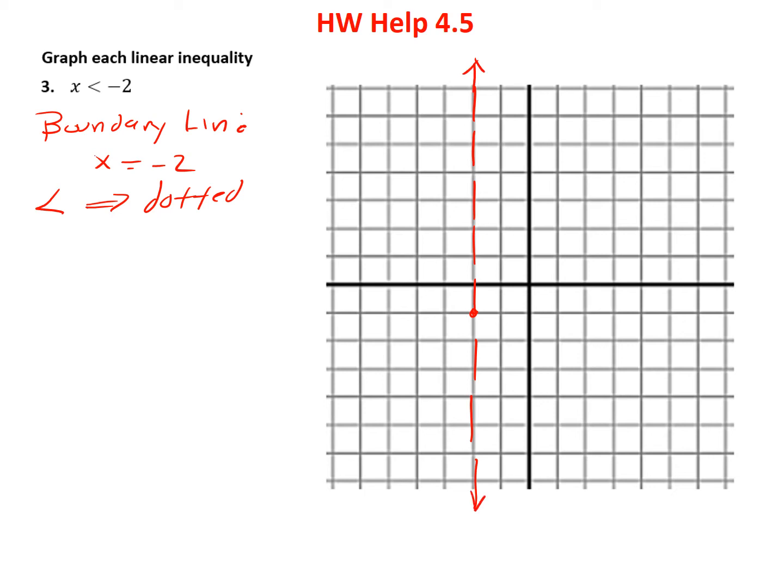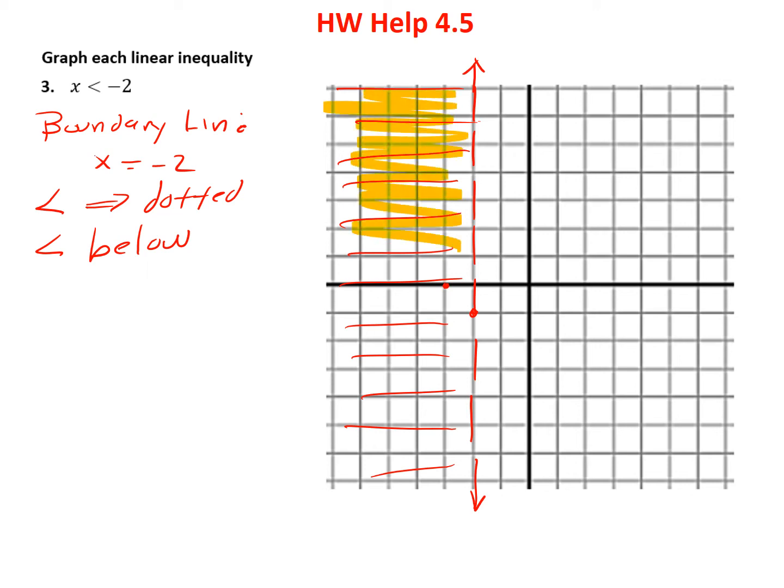Okay, so it's not included. Any points on that line are not less than minus 2 because they're equal to minus 2. Now in this case, though, I see the less than part. Normally that means to go below, but how do you go below that line? Well, it's pretty easy to realize, if this is minus 2, what's less than minus 2? That's going to be minus 3. All right, so this means that my shading is going to be everything on this side. So everything on this side is my graph.